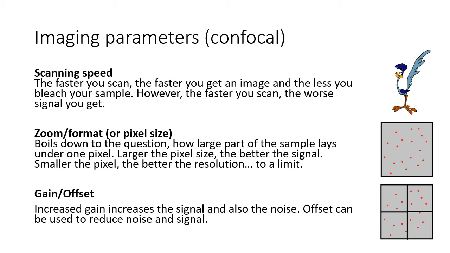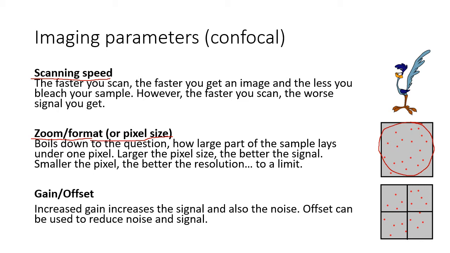Next, we will discuss some important imaging parameters that are related to confocal microscopes. So first, we have scanning speed. Basically, the faster you scan your sample, the faster you get the image and the less you bleach your sample. However, the faster you scan, the worse signal you get. Then the next parameter is zoom or format, or maybe more accurately pixel size. The larger the pixel you have, the more fluorophores you have under one pixel, and the better your signal is. However, the larger the pixels you have, the worse is your resolution.